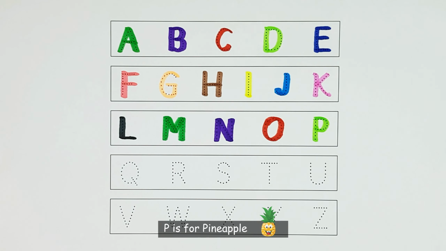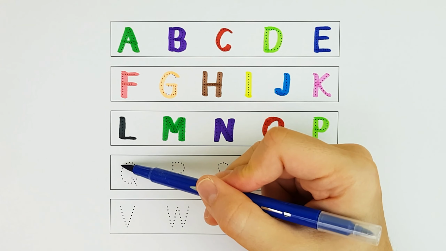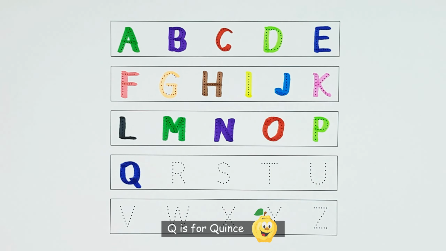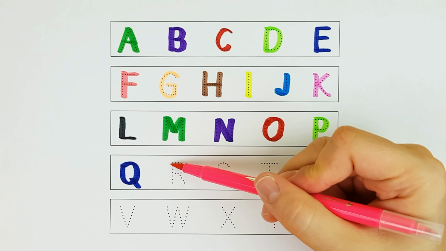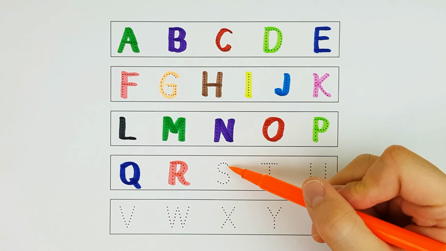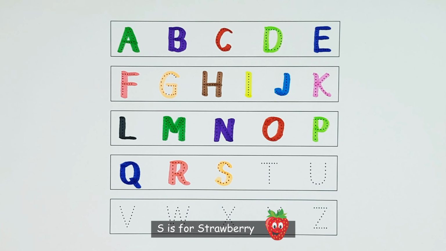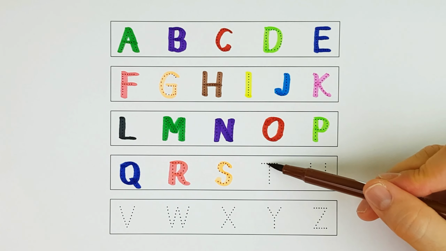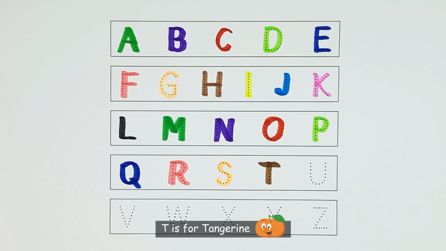P is for pineapple. P. Q is for quince. Q. R is for radish. R. S is for strawberry. S. T is for tangerine. T.